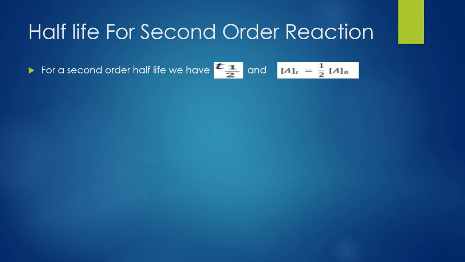So this equation has the form of the straight line equation. And then now let's talk about the half-life. The half-life definition is just the same. It's just the time taken for the initial concentration to drop to 1/2 of its original amount. So for a second order reaction, half-life, we have this. So this is half-life t 1/2, and it's taking this form.